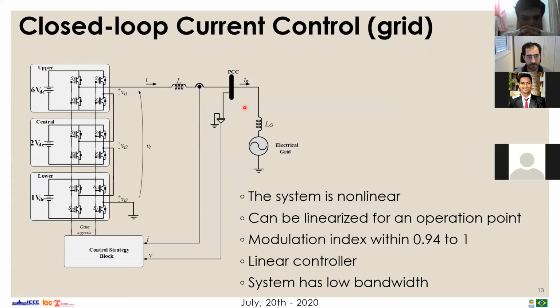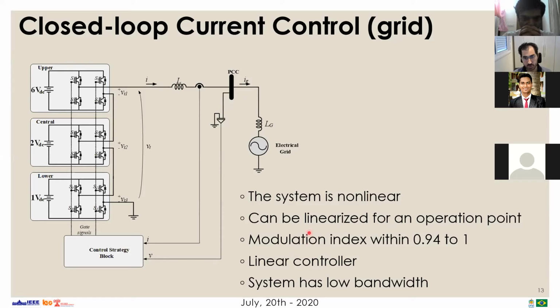Now the inverter is still connected to the grid. I'm controlling the output current. The filter is still an inductor. And what we need to know is that this system is completely nonlinear. We saw in the equations that the switching functions are completely nonlinear. And of course, any nonlinear system can be linearized for an operation point. Then we can apply classical linear controllers.